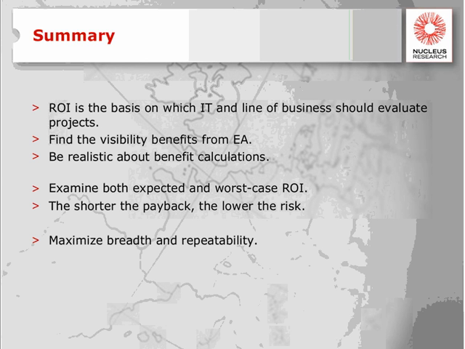So, as a summary here, remember ROI is the basis on which IT and line of business should evaluate projects. ROI and payback, I should say, is the basis on which folks should be able to collaborate and talk about the fact that an organization really may need enterprise architecture management enabled by planning IT. Find the visibility benefits from better managing enterprise architecture with something like planning IT. If you get that visibility, you're going to notice things that are really important. Too many applications, fulfilling new business requests by building new applications instead of turning to existing assets.